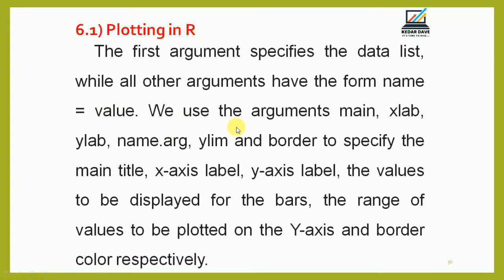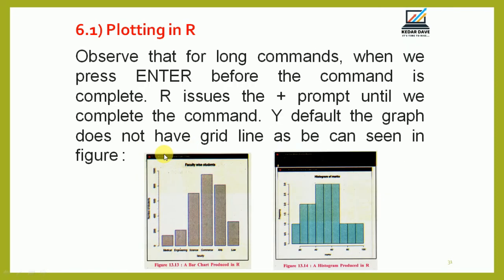So we use the arguments main, xlab, ylab, names.arg, ylim and border. Main specifies the title. After that, in the x-axis you write the labels, and in the y-axis you write the label, and the value you have to display for that bar. Then write the range of the values to be plotted on the y-axis, and you create a border with a color. So these are the different options available in plotting in R. This is one example given here.